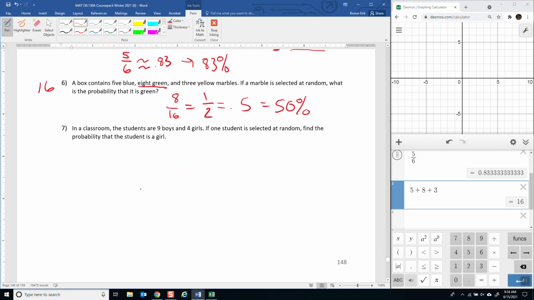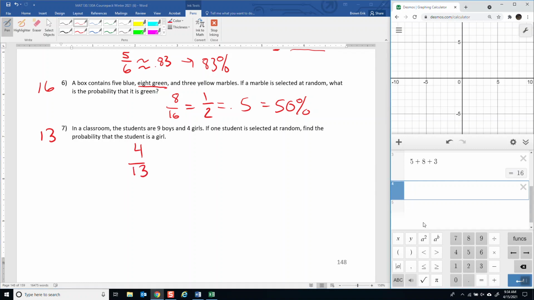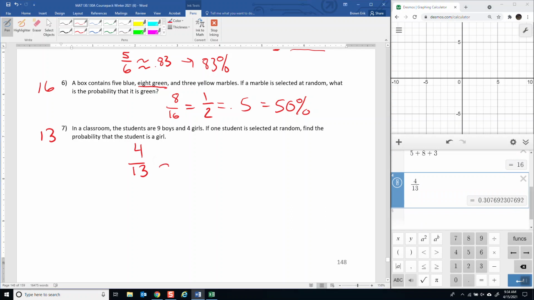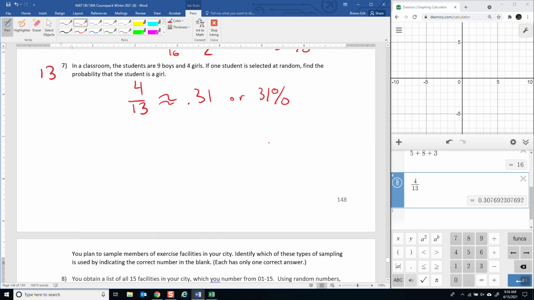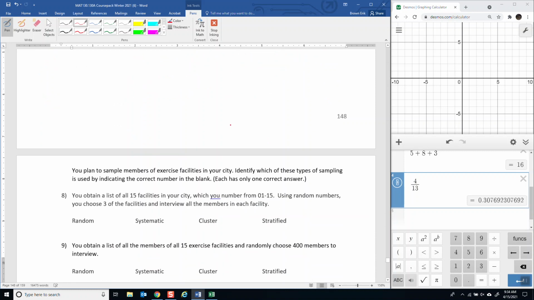All right, now here comes another one. In a classroom, the students are 9 boys and 4 girls. So quickly, the size of the sample space is 13. If one student is selected at random, what's the probability we've selected a girl? That's 4 out of 13. If we want to get that as a decimal, we do 4 divided by 13, and that's approximately 0.31 or 31%. Again, all 3 of those numbers are accurate representations of that answer.